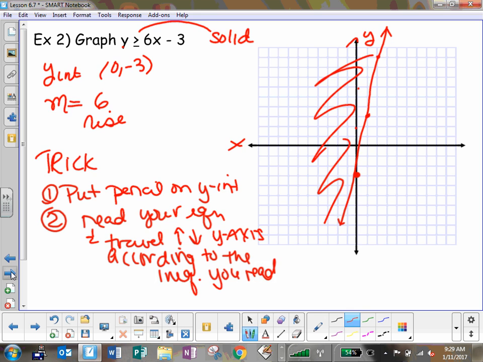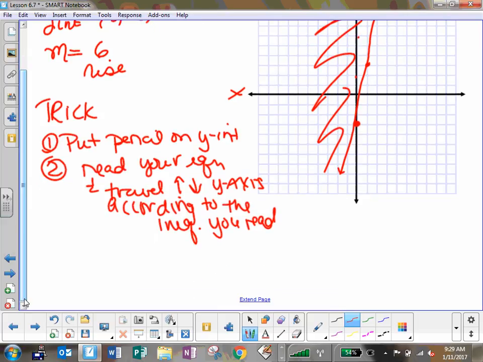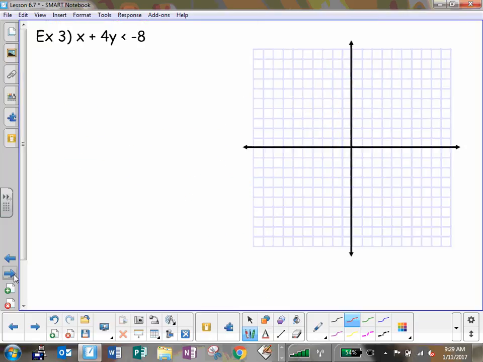Okay? Let's try the next one. We have to get this in the right format. So go ahead and solve for y on your own. You should be good at that. You want your y to remain on the left side. And that's what you should get.